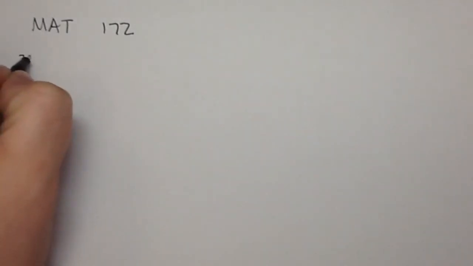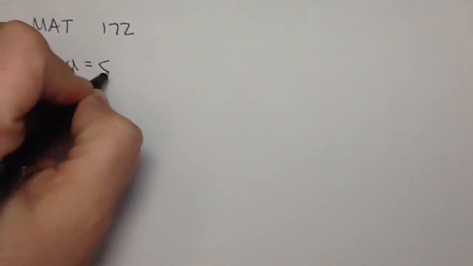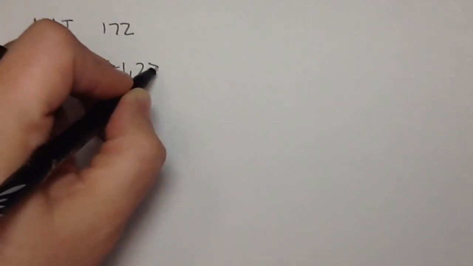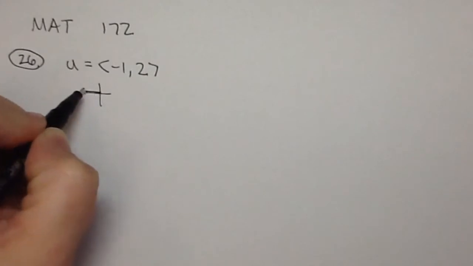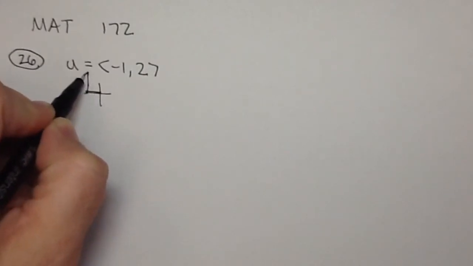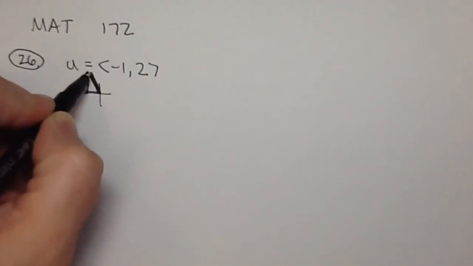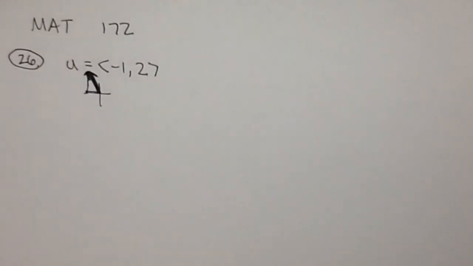We are doing a Math 172 review for test 2, and we are on to problem 26, which is about vectors, which are near and dear to my heart. So the vector u is -1, 2. If we were going to sketch that from 0, 0, it would go left 1 and up 2. So this is the vector u.